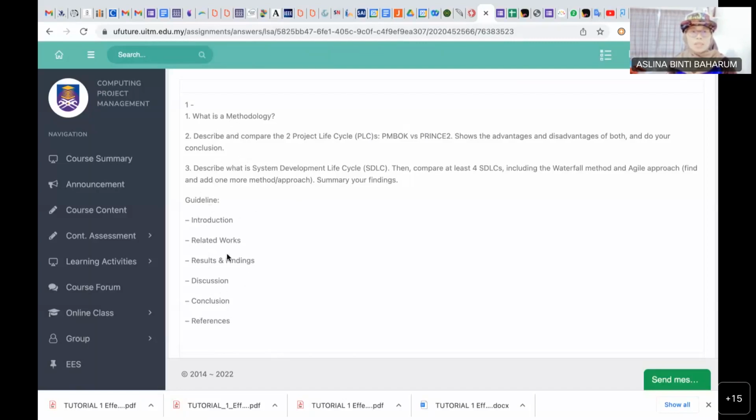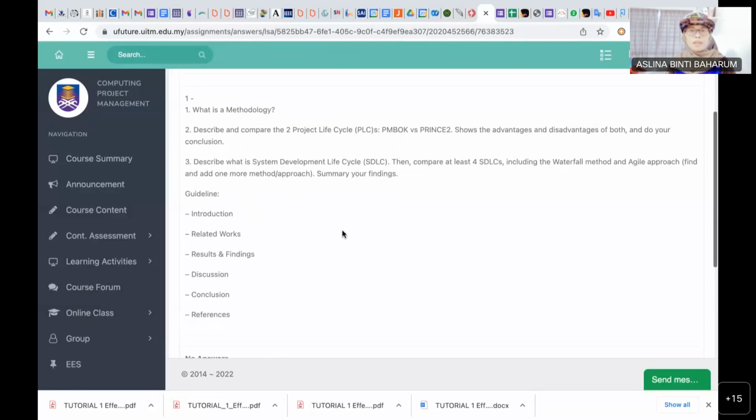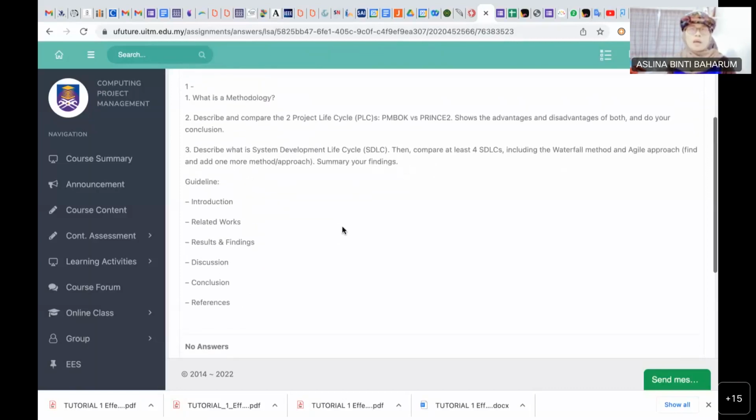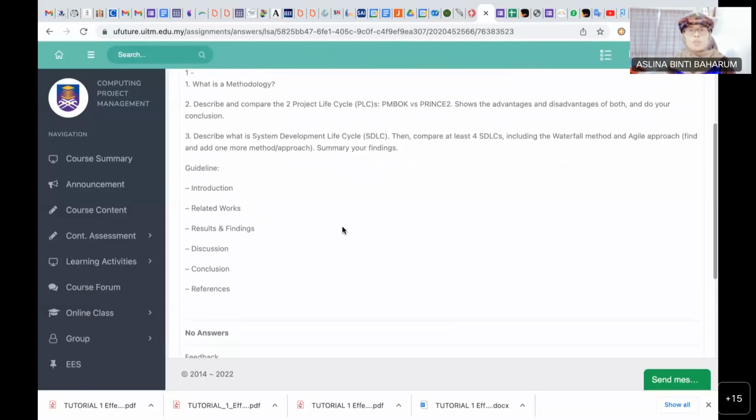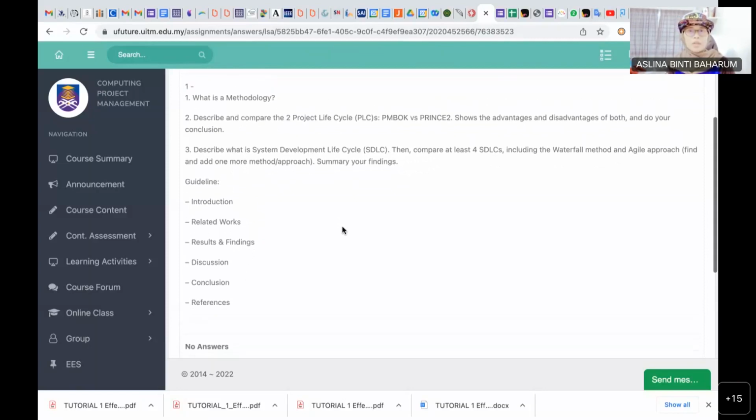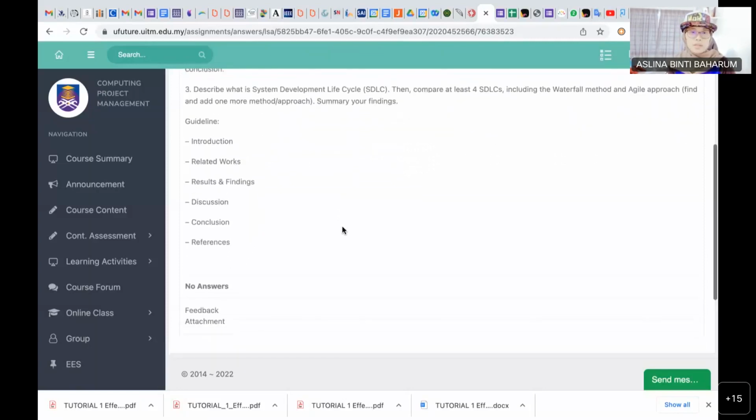So all this you need to submit either in PDF or in Word version. Okay, it's up to you, as long as it is only one file. One file. If you have images, you can put them in too. Make sure you put a caption, figure or table. Any question for this? Ada soalan?